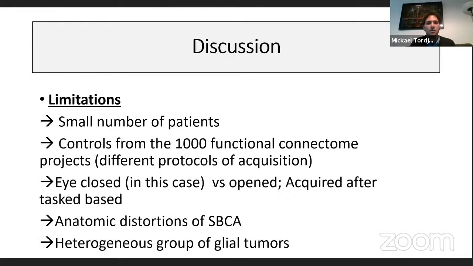The limitations of our study were a small number of patients, and that we used controls with a different acquisition protocol compared to our patients. There is also debate about eyes closed versus eyes open in the resting state. So we used eyes closed in our study, but it could have been different if we had used eyes open. Also, there is some anatomic distortion in the seed-based connectivity analysis, but this was controlled because we also used independent component analysis and we found the same results. And there was a heterogeneous group of glial tumors with different grades and types of tumors.